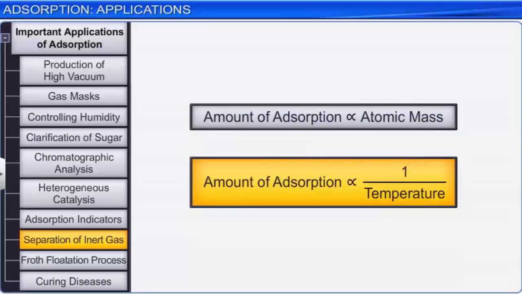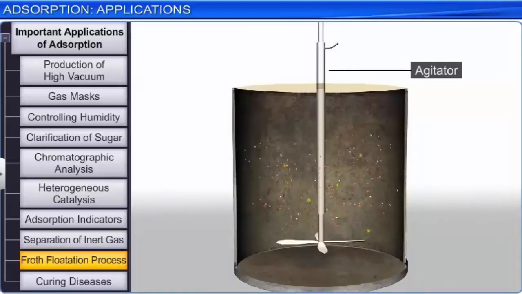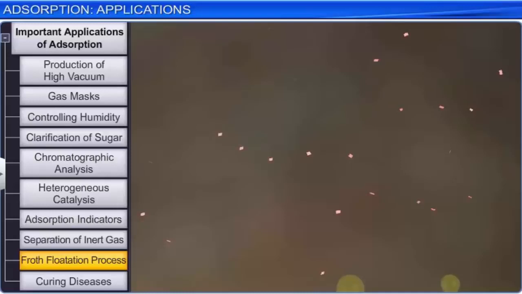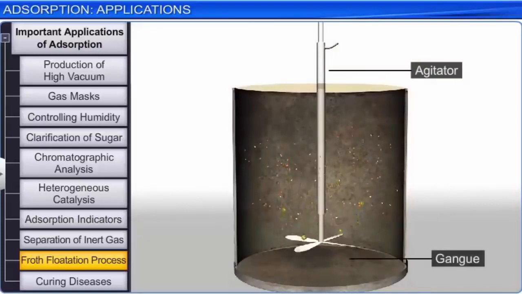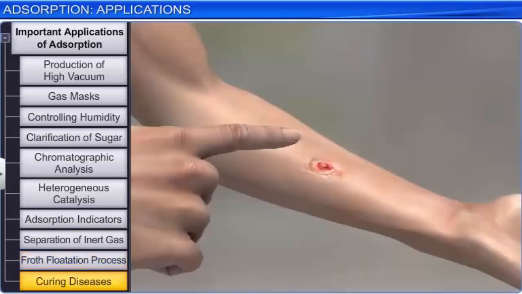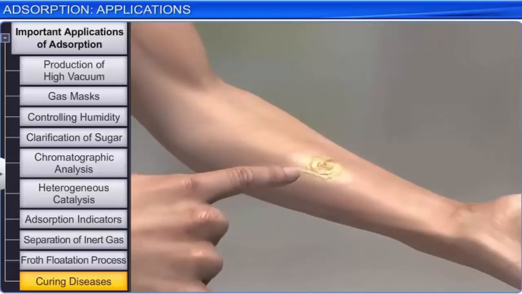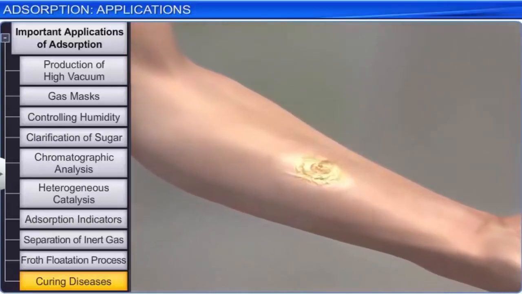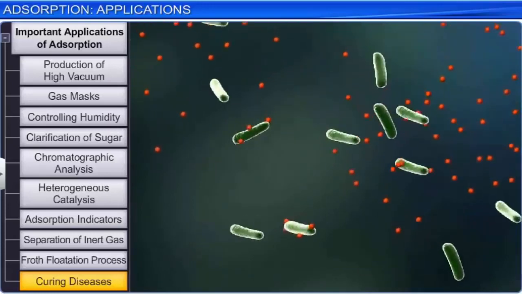The froth flotation process of concentration of sulfide ores in metallurgy is also an adsorption phenomenon. The ore particles are adsorbed on the surface of the froth, while the gangue settles at the bottom of the tank. Adsorption plays a very important role in biological systems. One very important application of adsorption is in curing diseases. A number of drugs get adsorbed on the surface of germs in the human body. The germs are killed by the action of the drug and the disease is eliminated.